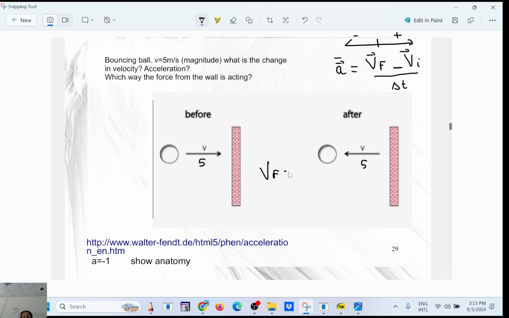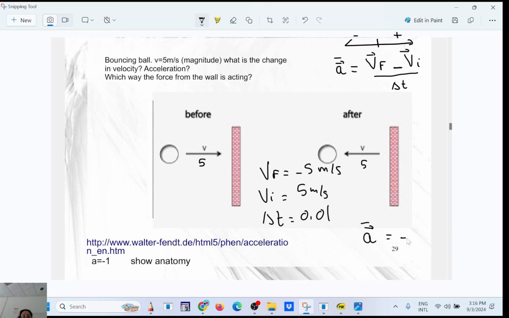So final velocity is what? +5 or -5? Yes, you're right, -5. And the initial velocity is 5. And the time elapsed is 0.01. And then you need to stick to the definition. So you plug in numbers. So the acceleration, -1000. What's your name? Ryan? You're right. Did you find 1000?